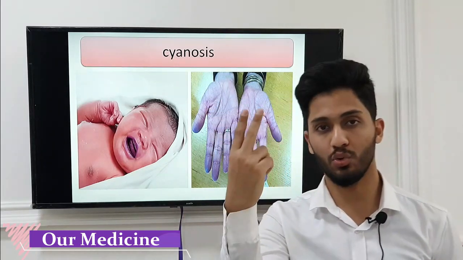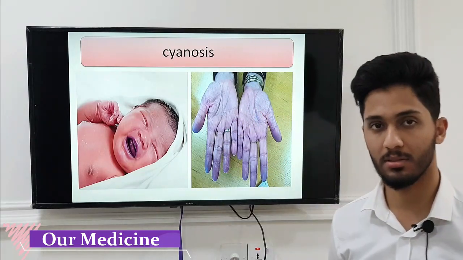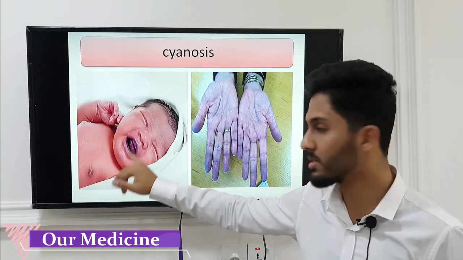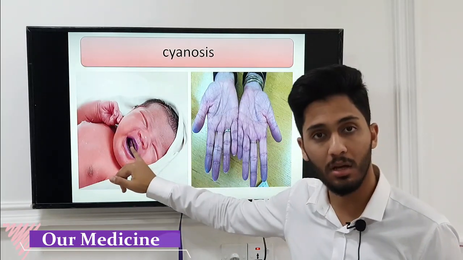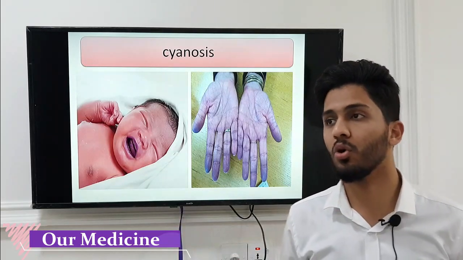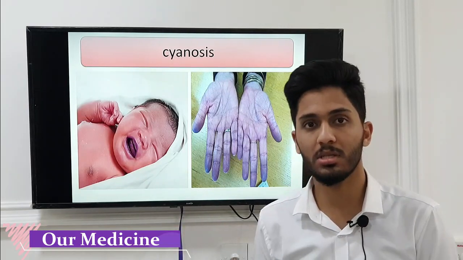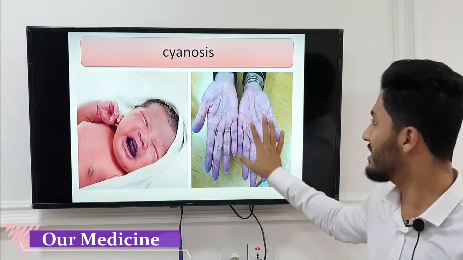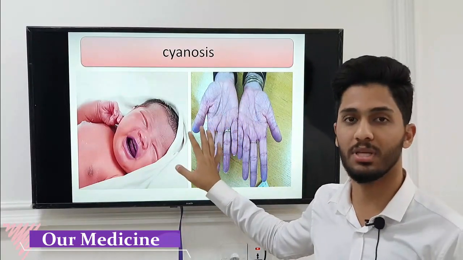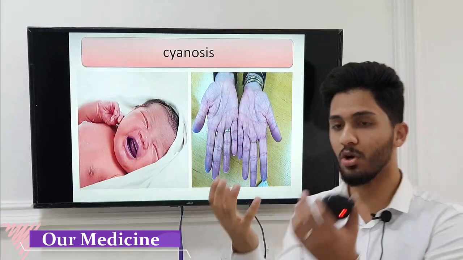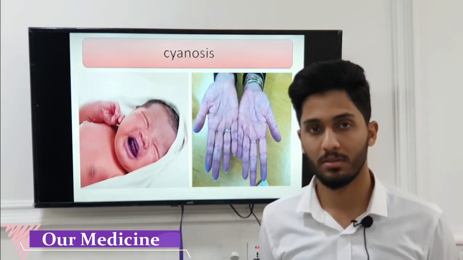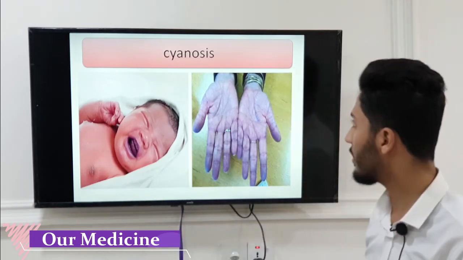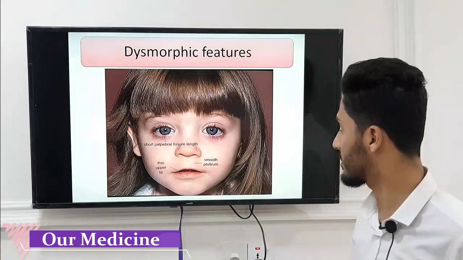Cyanosis is of two types according to the site, and also the causes depend on the type. The central cyanosis, cyanosis of the lips and the tongue. Why? The causes are congenital heart disease, congenital lung diseases, etc. This is regarding the central cyanosis. And this is the peripheral cyanosis, or the acrocyanosis. What do I mean by acrocyanosis? Cyanosis of the hand and the feet. Why? Due to peripheral vascular disease. This is regarding the cyanosis.